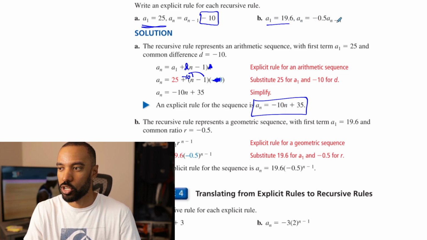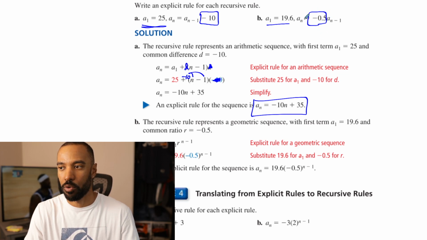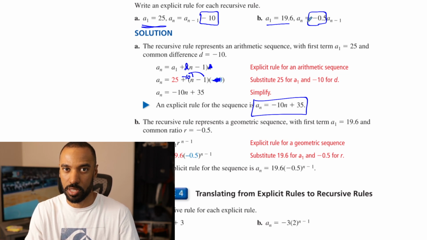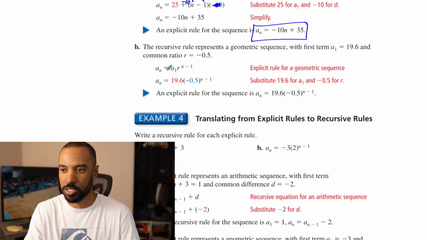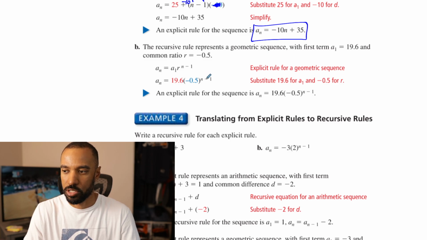This one here, first term and common ratio. That common ratio is negative 0.5, and we just came off of geometric sequences in their explicit rule. The formula looks like this. Take the first term times the common ratio to the n minus 1 power. First term here was 19.6, common ratio negative 0.5, place it in parentheses, please, and raise to the n minus 1 power like so. There's your explicit rule.